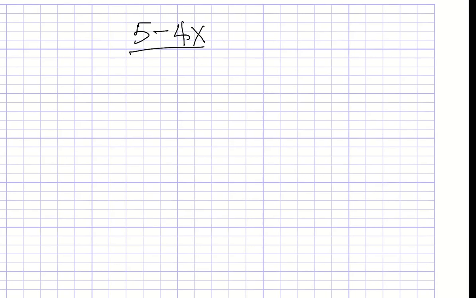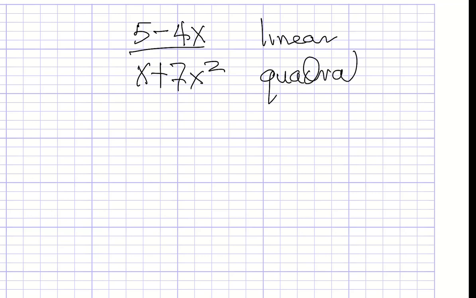You remember we dealt with something like 5 minus 4x. This is a polynomial. It's just a linear equation, but it's a polynomial, okay? What they call linear polynomial. And look at this one, x plus 7x raised to power 2. This is a polynomial, but it's called quadratic. This one is called linear polynomial. This is quadratic. We're gonna deal with the quadratic equations later.